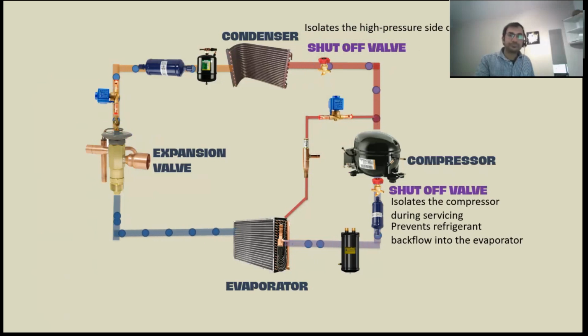And for this one, that is after the compressor or before the condenser, this sort of valve helps to isolate the high pressure side of the system and prevents refrigerant from flowing back into the compressor during shutdown. So it will also prevent the backflow.